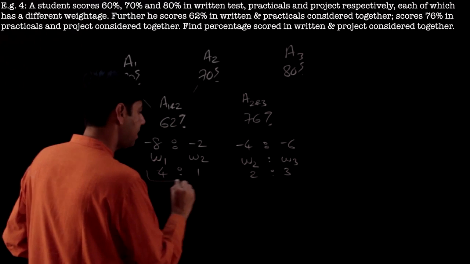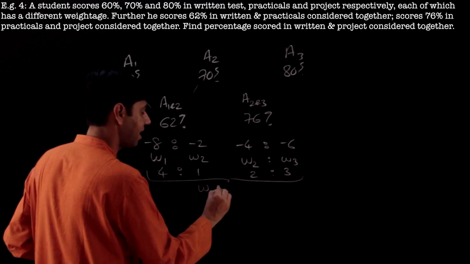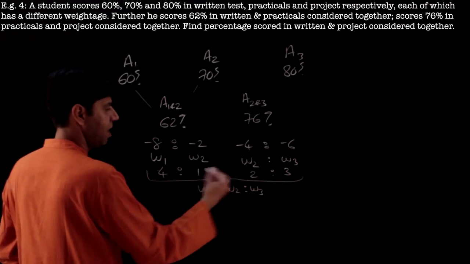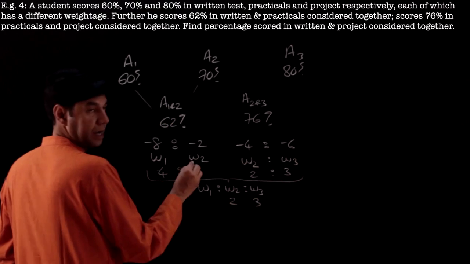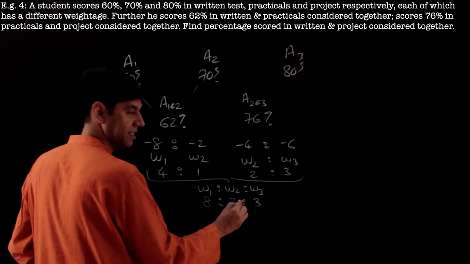And needless to say, practical is common to both of them, so I can find the ratio of weightage of all the three schemes of evaluation. Common, so I'll take that as 2. Since this is a 2, it will remain 3. W2 has become a 2, so W1 has to become 8. So this is the ratio of weightages.